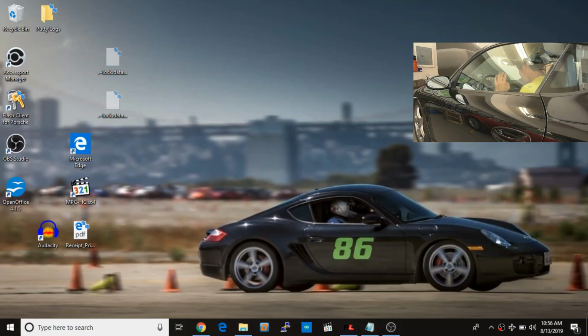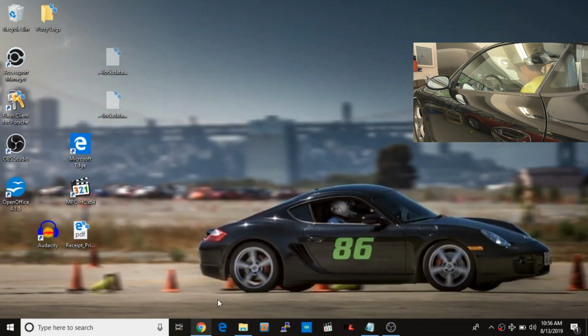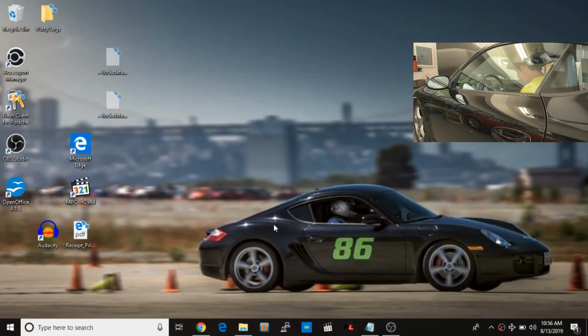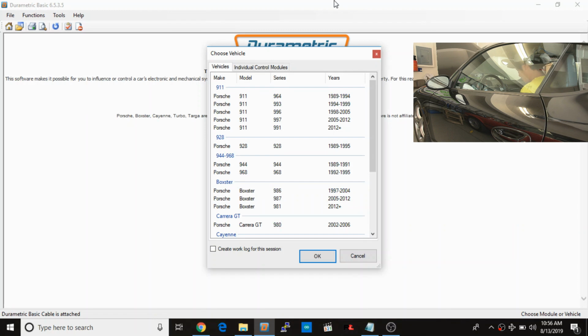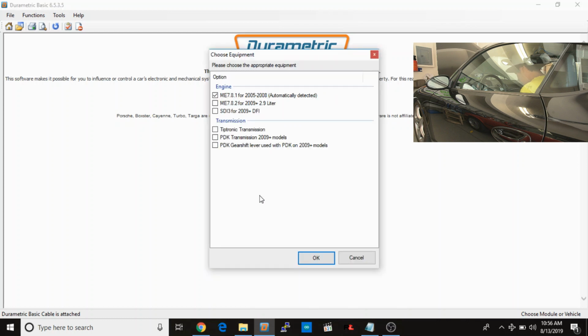Okay guys, so I've got the windows up here. I apologize, but I'm going to fire the engine up and it's going to get loud, and I want you to be able to hear me. First things first, I've got the data logger program with the CAN logging script. And the next thing I have is the Durametric software that comes for the Cayman. Chances are, for whatever brand of car you have, there's a similar type of software. So I'm going to connect to it really quick.